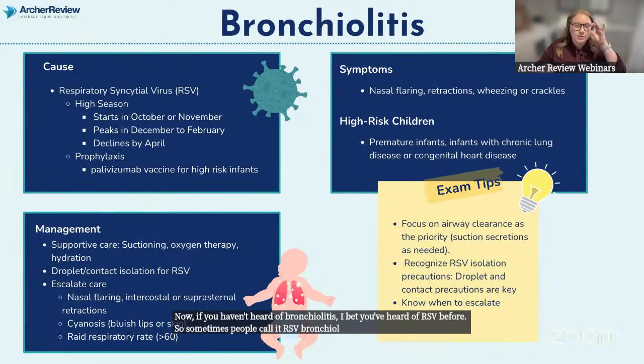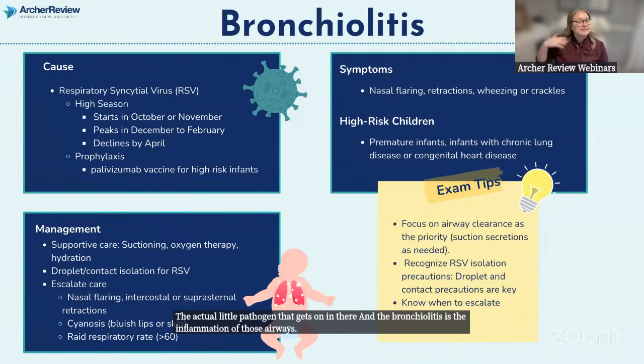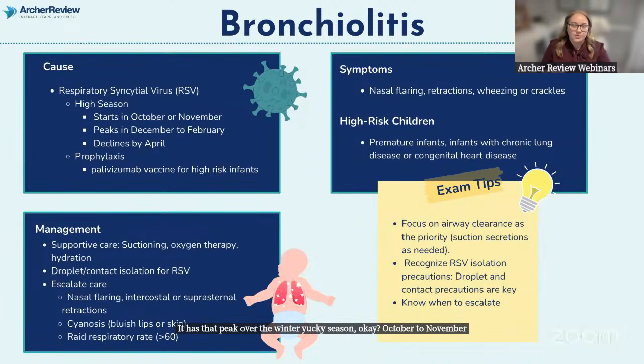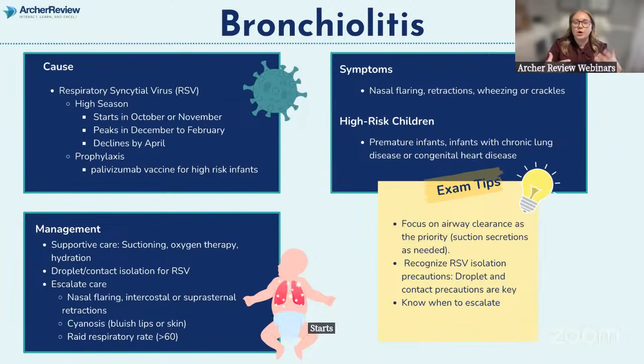But I think it's important to know they are distinct. RSV is the virus, the actual little pathogen that gets on in there. And the bronchiolitis is the inflammation of those airways. This is a seasonal illness because, just like all of our other viral illnesses, it has that peak over the winter yucky season, okay? October to November and December to February is kind of when we see it. Starts declining by April. When it gets warm, we're outside, more spread out.